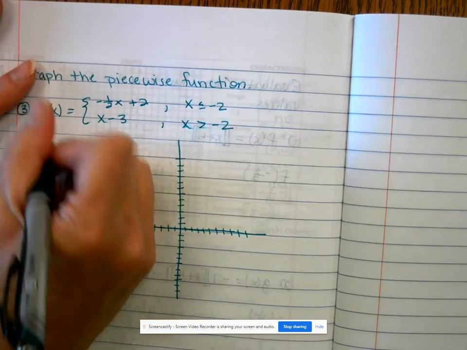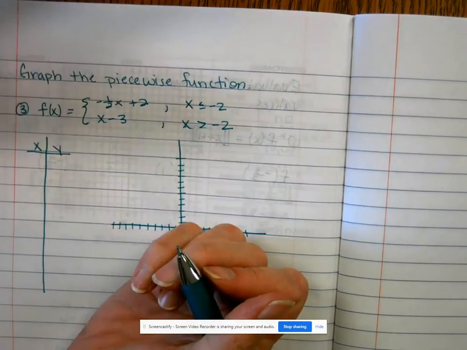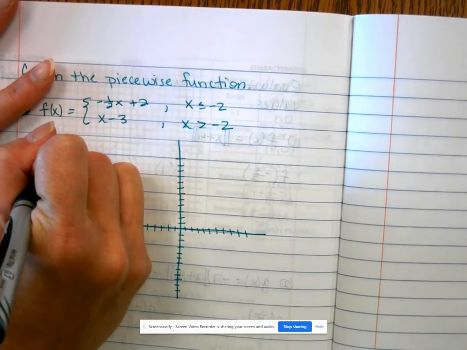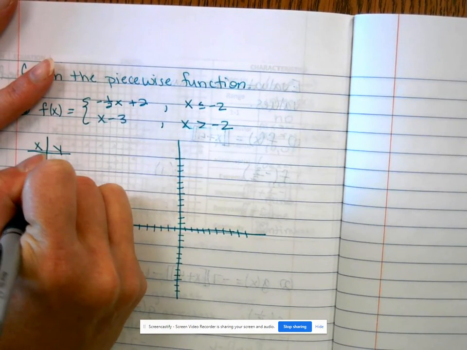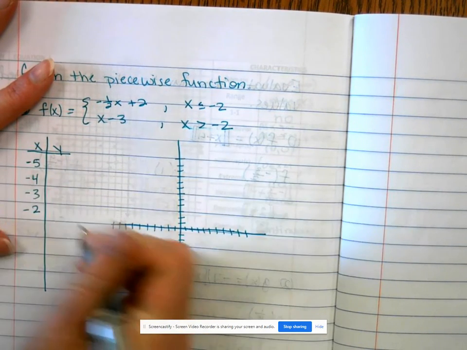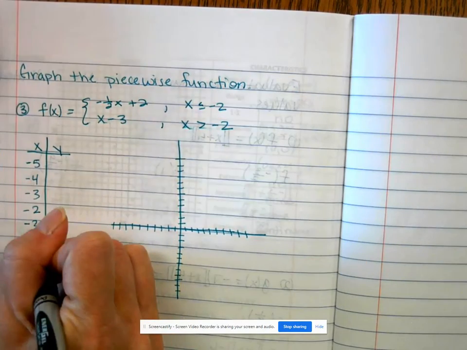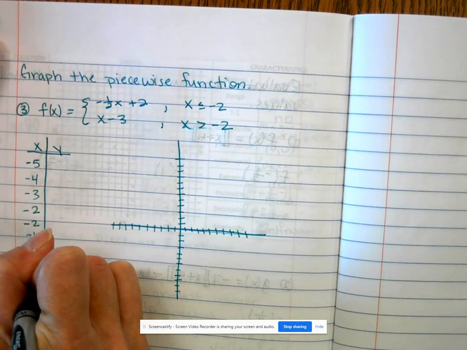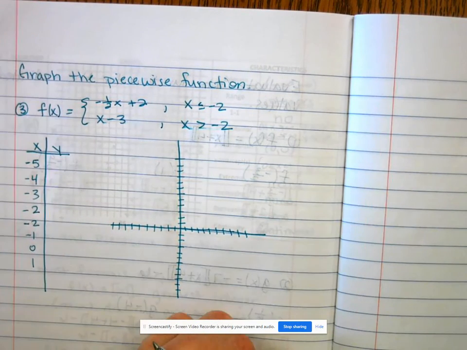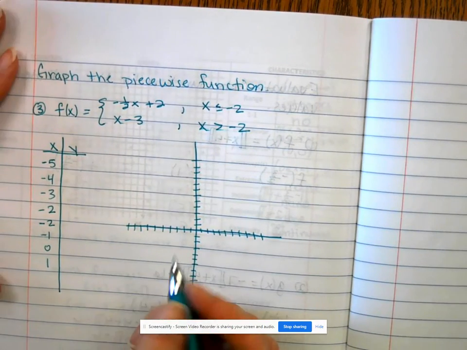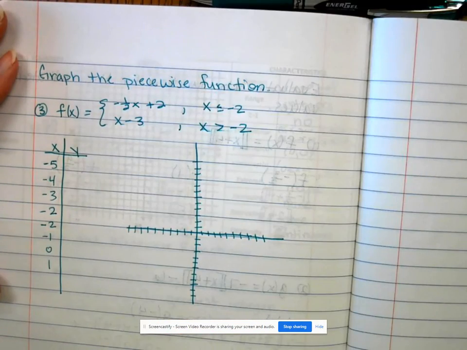All right, so just a few numbers on either side of -2. So we're going to go -5, -4, -3, -2, and then -2 and some numbers on the other side. -2 again, -1, 0, 1. All right, so that gives me 3 values on either side. That should be enough.